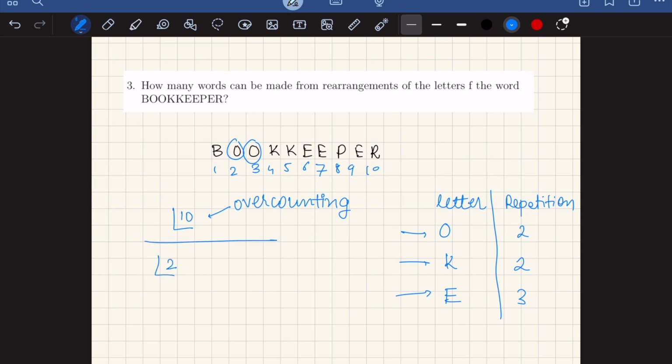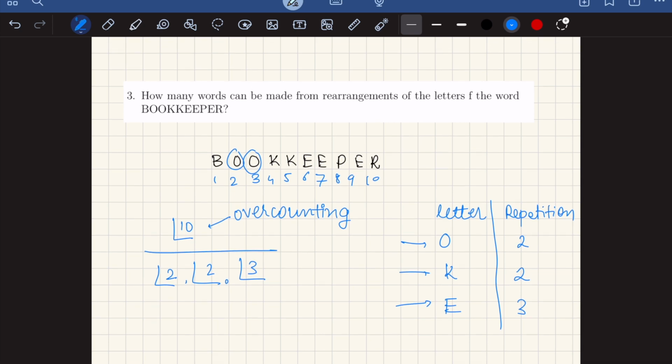Same thing goes for K. For every choice of O, you're independently overcounting K by twice, and same thing goes for E. Notice that this is multiplication because these overcountings are done independently. The fact that there are 2 repetitions of O is independent of the fact that there are 3 repetitions of E, for example. So this is not addition, for that reason. Is that making sense? Or are there any questions? Then please let me know. So this is your answer.